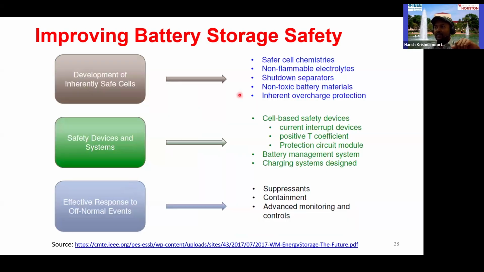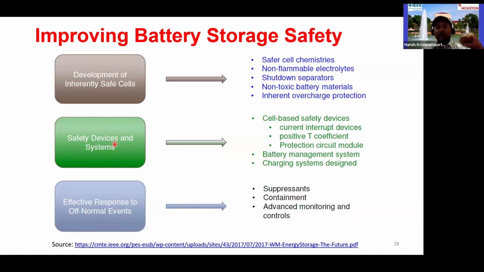Of course, some researchers are looking at safety inherently from the cells, so going with solid-state batteries so that you can eliminate the electrolyte and improve the safety. And then you have cell-level safety devices, battery management systems, and so forth. And then there is an effective response. This part is, let's say if there is a fire, how do we respond to it? So our work predominantly goes in the green region.